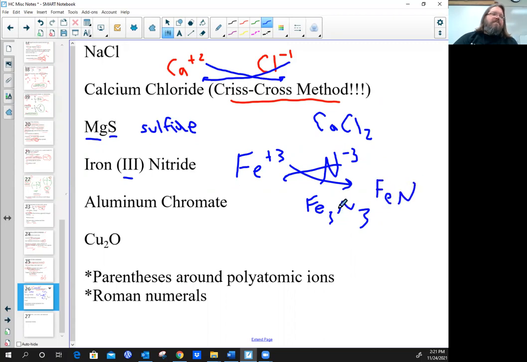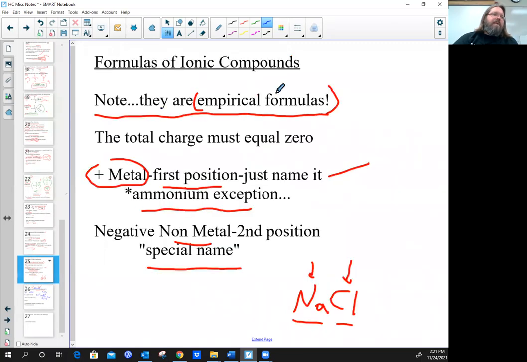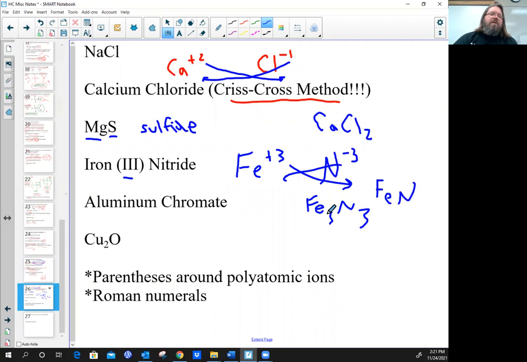And why is that? Goes back to what we said. If you're going to write down the formula for an ionic compound, it must be an empirical formula. So when in doubt, if you ever write something down, if you can simplify your subscripts, then you need to do it. Okay.